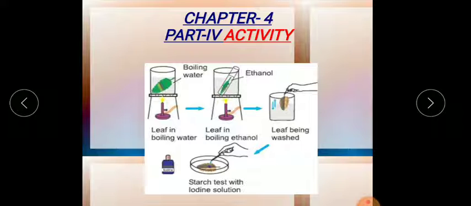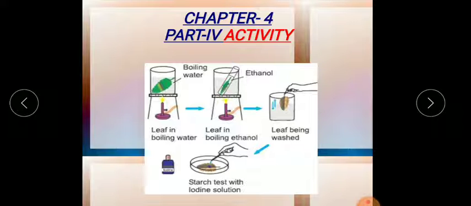So what will happen when we boil it in the alcohol? It will remove all the chlorophyll, all the green part that contains the chlorophyll. Here you can see the full leaf is green in color. So what the alcohol will do is decolorize the leaf. It will remove all the green color from the leaf.